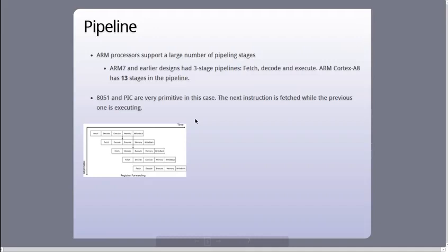When an instruction is being executed, the next instruction is being fetched. Very primitive.